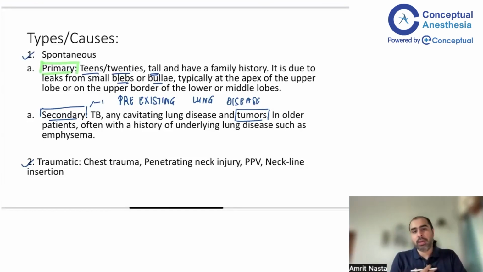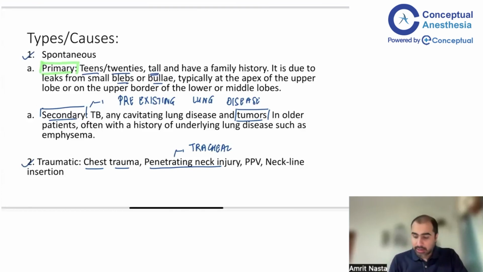Surgical patients, what we are going to see are going to be patients who have a chest trauma. This could be a blunt trauma, penetrating trauma, or penetrating neck injury. How will neck injury give pneumothorax? This can happen if there is a tracheal injury. So the air from the trachea will leak into the pleural space or in the mediastinum.